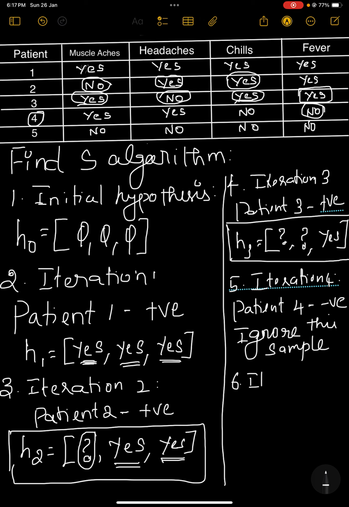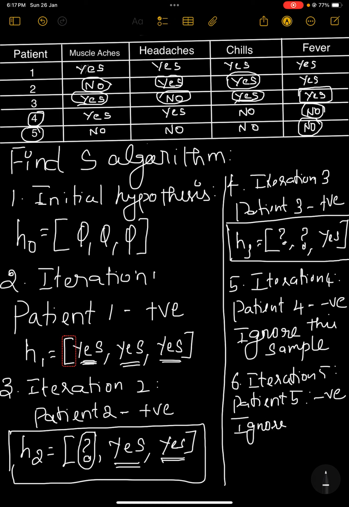And next in iteration 5, we'll be taking patient 5's data. We have to check whether the fifth patient's data is contributing positively or negatively. So no, it's a negative outcome. So it is a negative sample. If it is a negative sample, we need not consider this for training the model. So we'll be ignoring this sample.